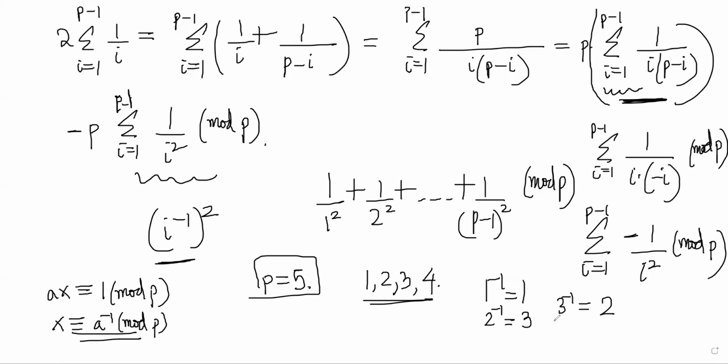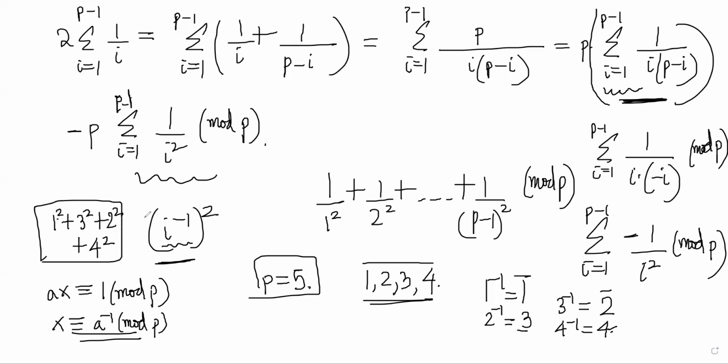So when you look at all of these numbers, 3 inverse is 2, 4 inverse would be, 4 times 4 is 16, so 4 inverse will be 4 only, right? So when you look at 1, 2, 3, 4, the inverses are 1, 3, 2, 4, right? So when I do i inverse square, that will come out to be 1 square plus 3 square plus 2 square plus 4 square. And that is the same thing as doing the sum of the i squares, right? Mod p. So what I'm saying is this summation is the same as minus p summation i goes from 1 to p minus 1 i square mod p.